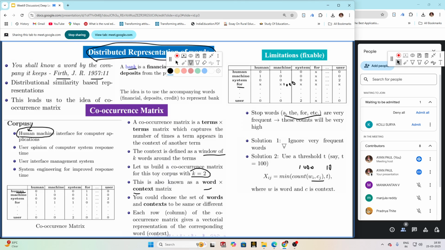First is just ignore the stop words. Second solution is to make a threshold. Instead of just writing whatever the xij is, you put a threshold on it. Like if "for" appears with "machine" 1000 times, this does not make any sense, so you give a threshold and take the minimum of the count and the threshold. If the threshold is less, you take the threshold, otherwise you take the count. This is the second solution.